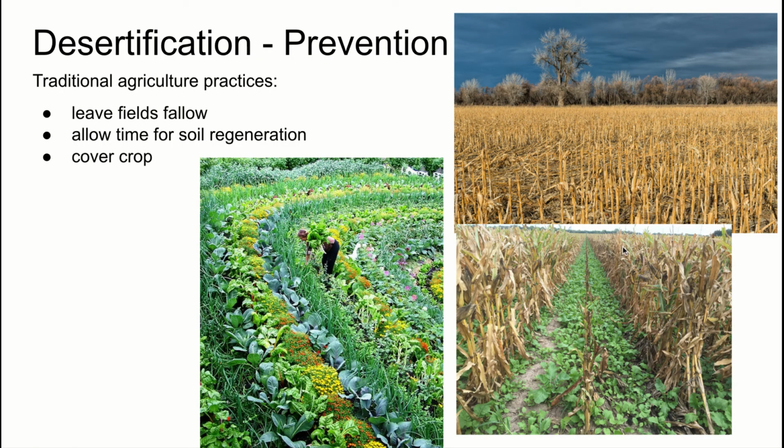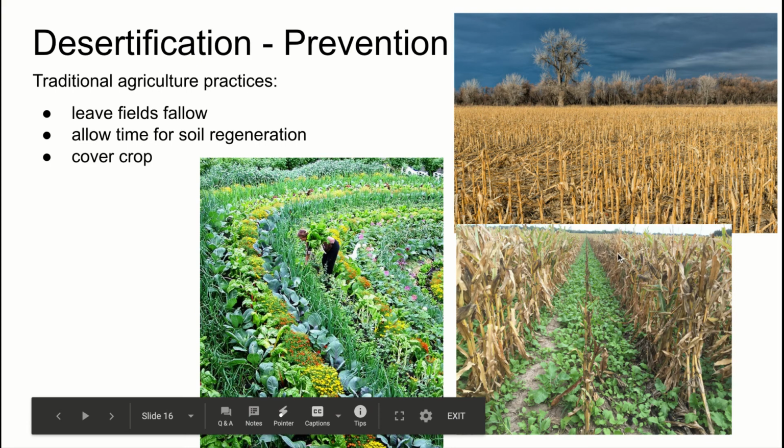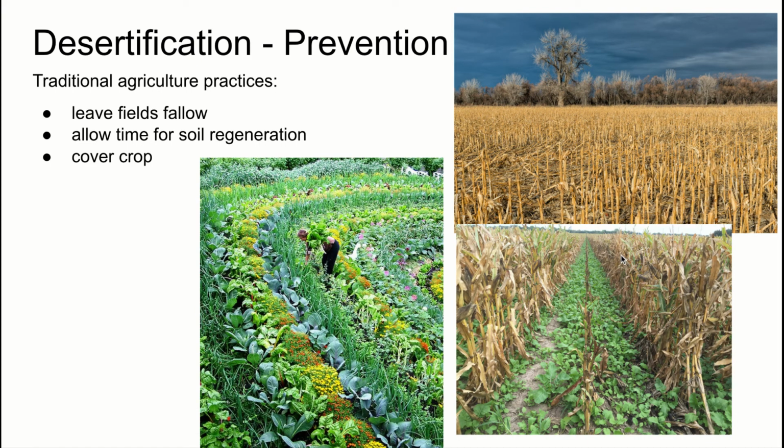Cover crop. This is a cover crop. You can see we've got corn again, one of our major crops here in the United States. And in between all of the rows of corn, you don't see as much exposed soil as you would expect. What you do see are a bunch of weeds. They look like weeds.